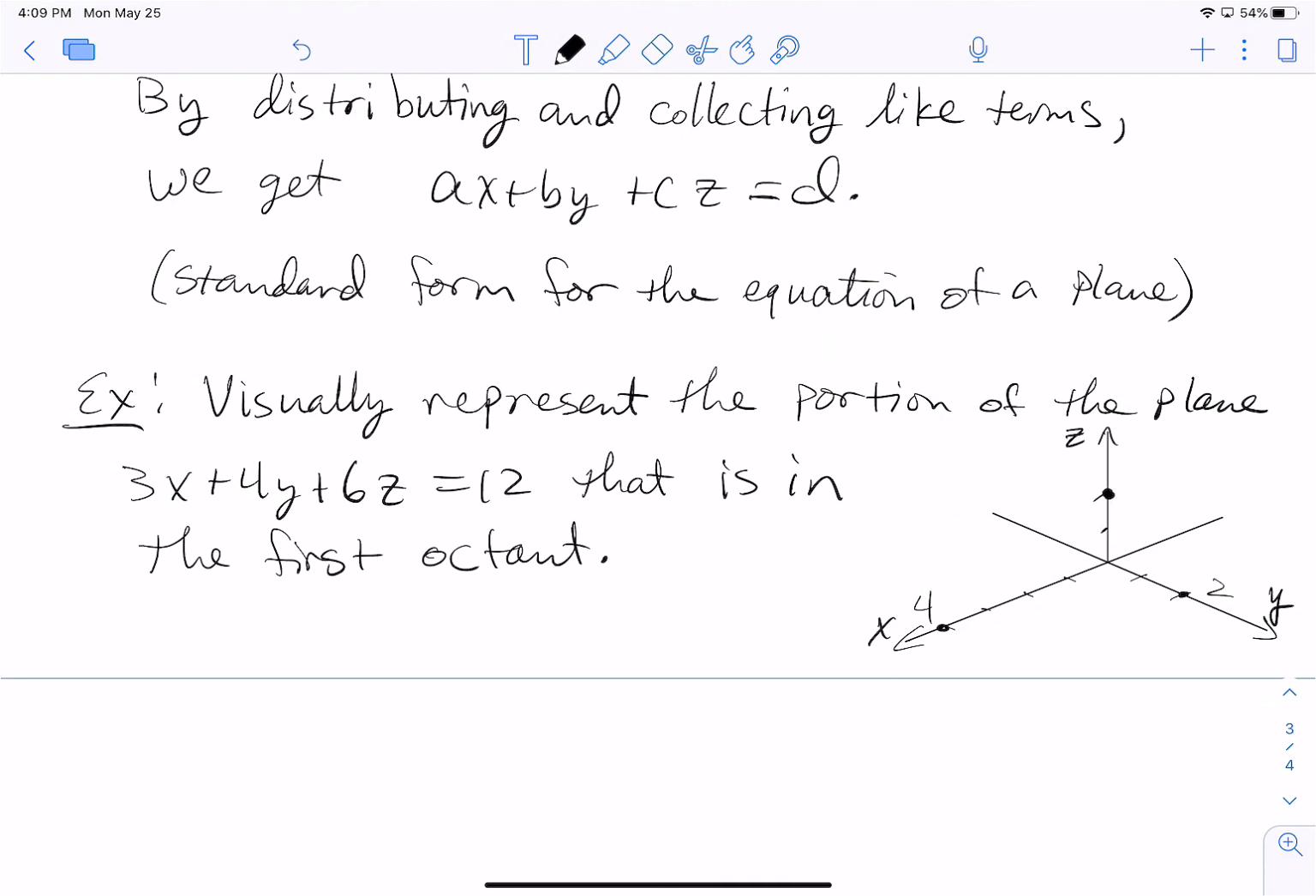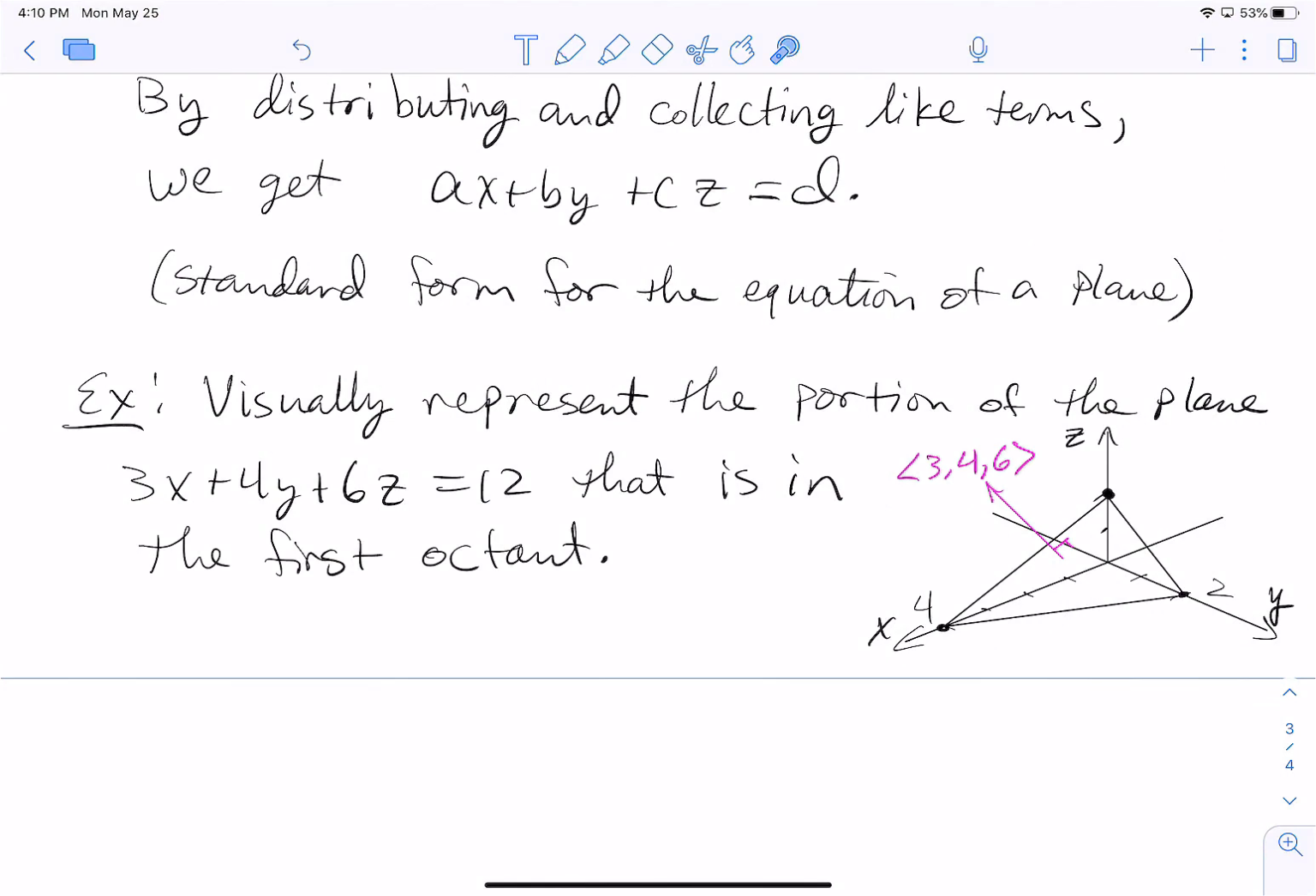Representing this in the first octant means I really just need to form a triangle in space using those 3 points. And here is the plane. Now it extends in all directions here, but we're just looking at the portion of it that's in the first octant. As for the normal vector, for any point here on the plane, we can imagine a vector that sticks out from the plane at a 90-degree angle. And the direction vector, that normal vector, is 3, 4, 6.